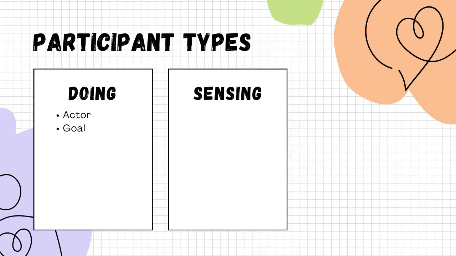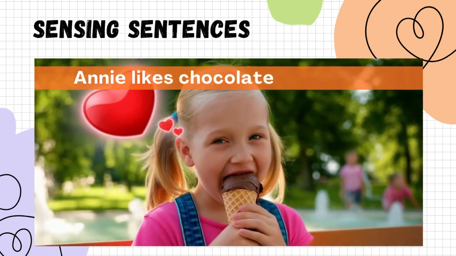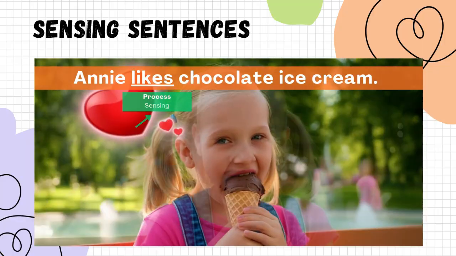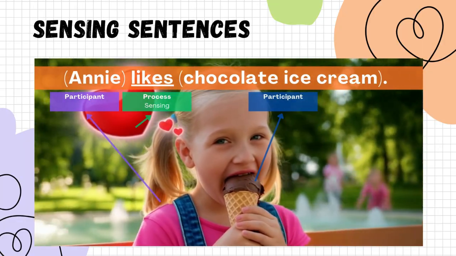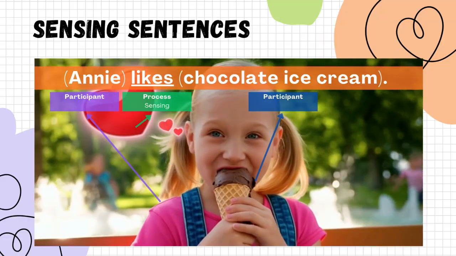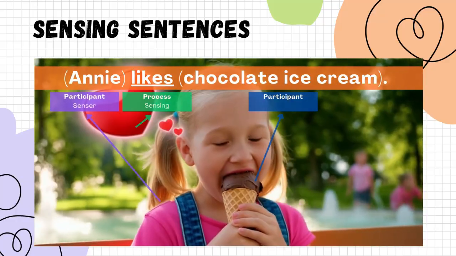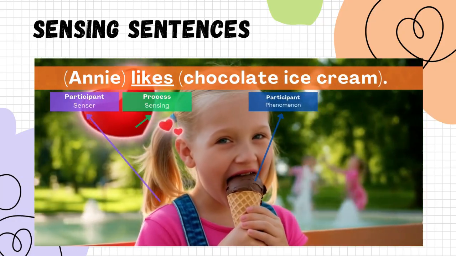Next is sensing. Sensing processes have a sensor and a phenomenon. For example, Annie likes chocolate ice cream. The sensing process is likes, and the participants are Annie and chocolate ice cream. As Annie is the one feeling or sensing this emotion of liking something, she is the sensor. The chocolate ice cream, which is the thing that's causing her to feel this emotion, is known as the phenomenon.